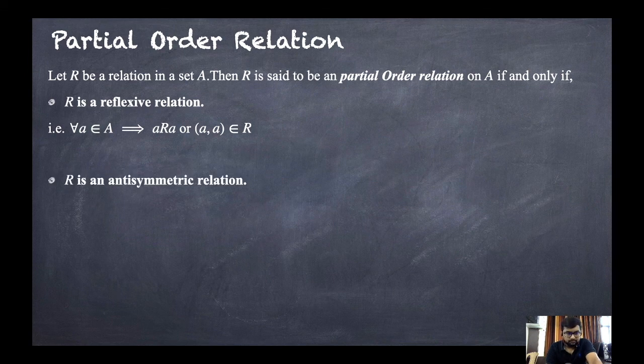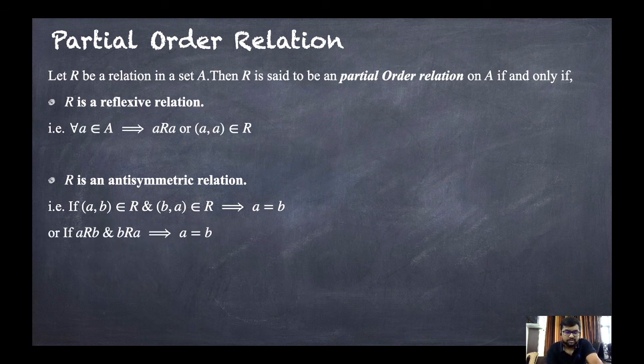Next one, R is an antisymmetric relation. Now what is an antisymmetric relation? That is, if the ordered pair (A, B) belongs to R, and the reverse, (B, A) belongs to R, that implies A and B have to be the same. In short, if A is related to B and B is related to A, then both these elements are the same. So this is the second axiom.